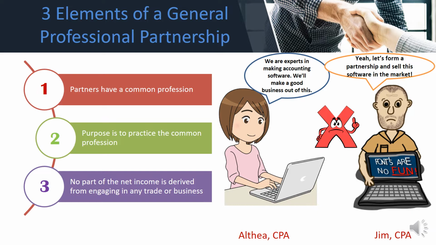a general professional partnership because the net income of the partnership is derived from engaging in trade or business. So, from this we can say that for a general professional partnership, they must meet the 3 criteria. Partners have a common profession, the purpose is to practice the common profession, and no part of the net income is derived from engaging in any trade or business. So, dapat present tong tatlong ito for it to be considered a general professional partnership.